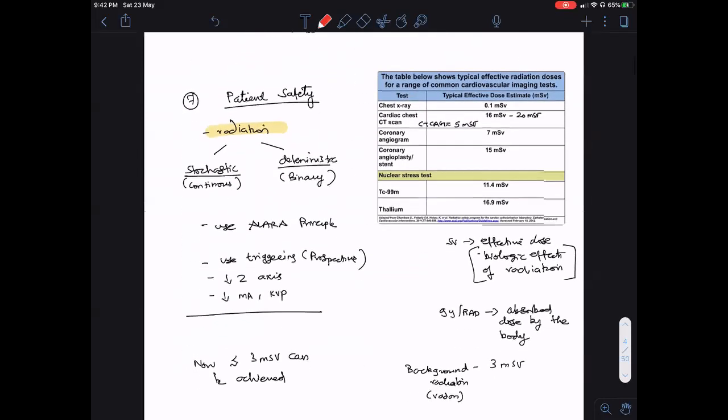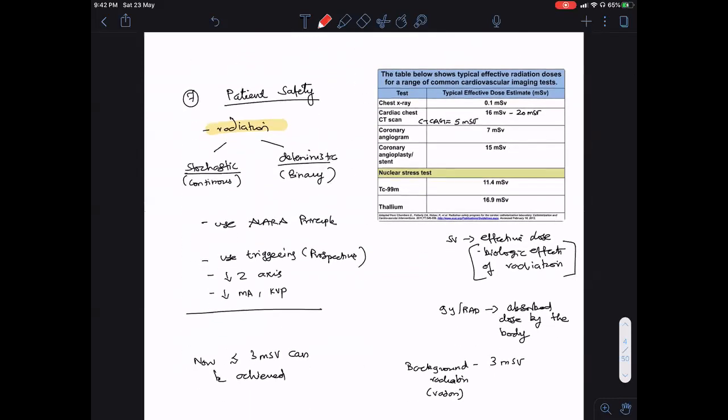I think radiation was recently discussed, but again, briefly, to complete it, we can look at it in two specific ways. One is stochastic, or as a continuous variable. The other is deterministic, which is binary, yes or no. You either get a problem or you don't get a problem. Stochastic is an issue because even a smaller amount of radiation could potentially cause a bigger problem in the future. So we have to use the ALARA principle, which is as low as reasonably achievable. That is when it comes to radiation.